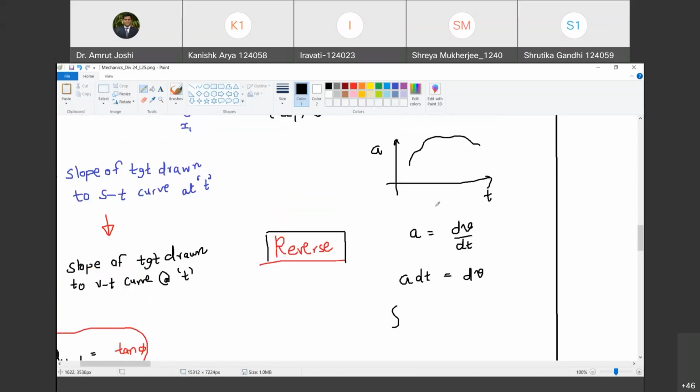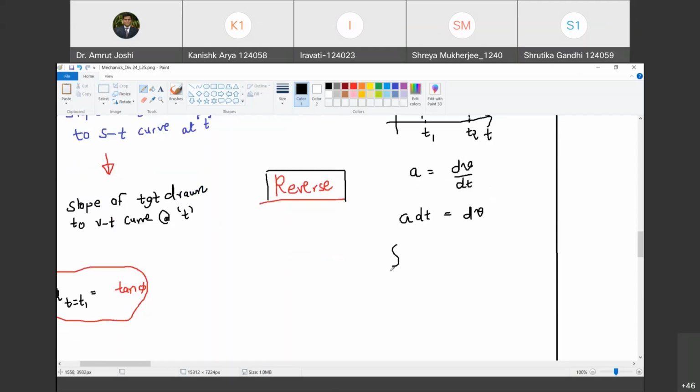So what do we do? We integrate in definite time intervals. Let us say time t1 to t2. Are you with me? Yes, sir. So I'm going to integrate this a in the time interval t1 to t2. So I will write the integral from t1 to t2 of a dt is equal to the integral of dv from velocity at time t1 to velocity at time t2. Do you agree with me? Yes, sir. What is the integration of dv? Tell me.